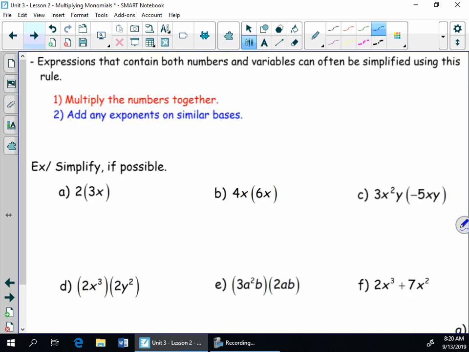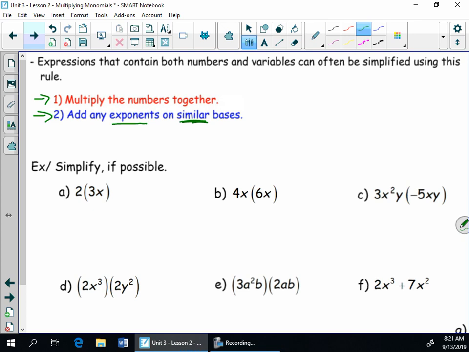Okay. What happens if we put numbers and letters in there? You have to think about this a little bit more, because that's really how algebraic things work. So you usually have a number out front and some letters beside it. So what do we do? Well, step 1, for multiplying, multiply the numbers together. Numbers go with numbers. Okay. And letters go with letters. So if you have any exponents on the similar bases, you can stick those things together, like we just did.